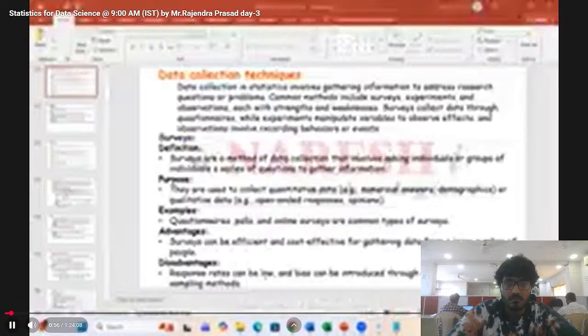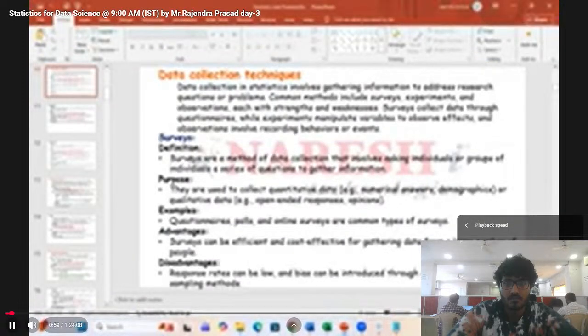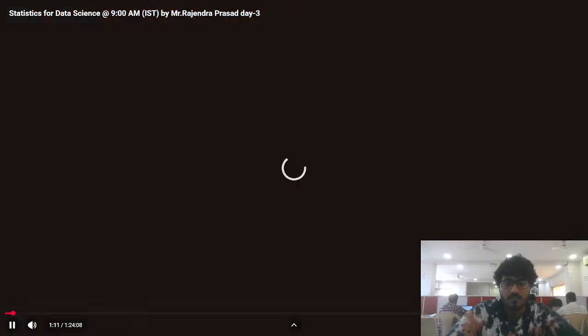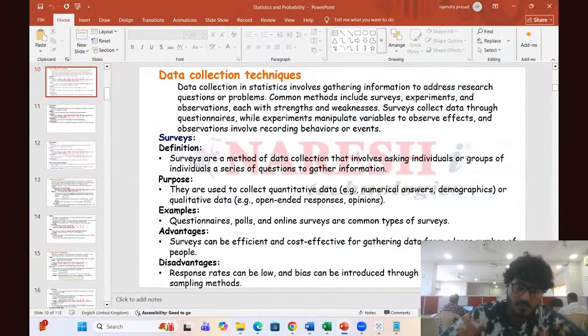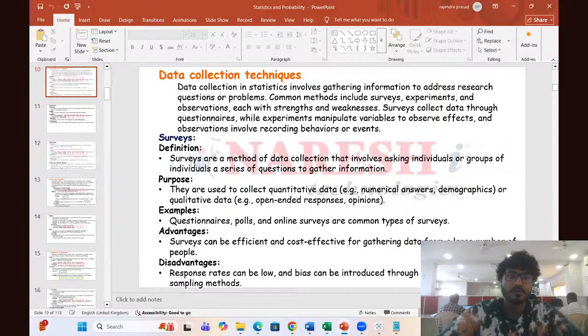So guys, as you know, in the last class we discussed what statistics is, how statistics is going to help you as a data scientist or data analyst, and what sections we are going to apply. We also saw the different types of statistics, and we covered the different types of data: qualitative and quantitative. In quantitative, we saw continuous and discrete. In qualitative, we saw nominal and ordinal data.